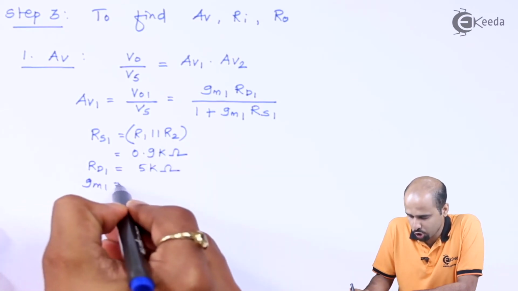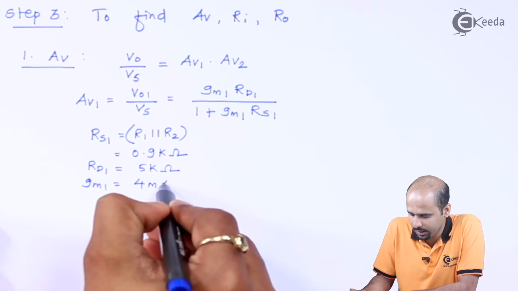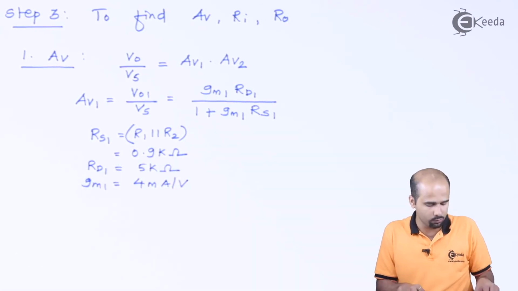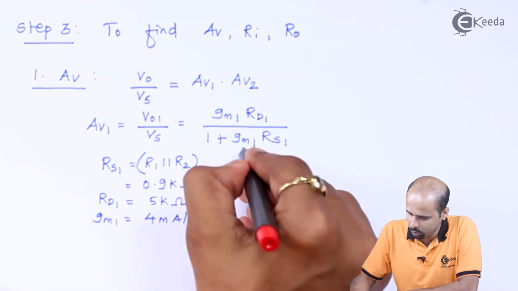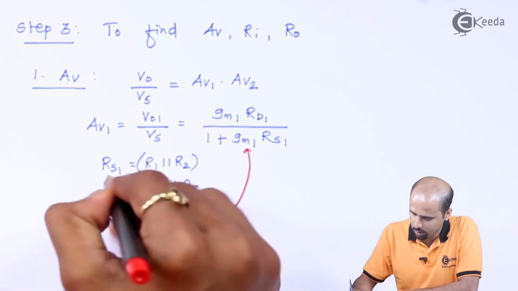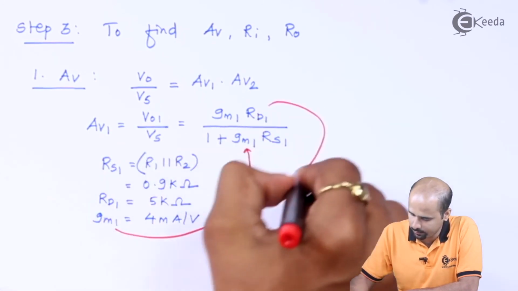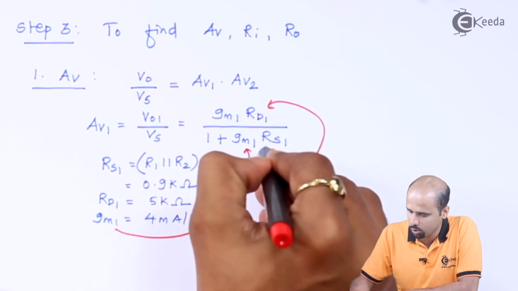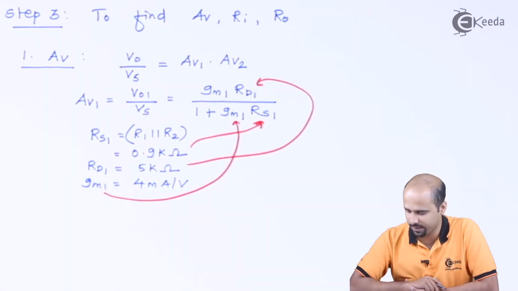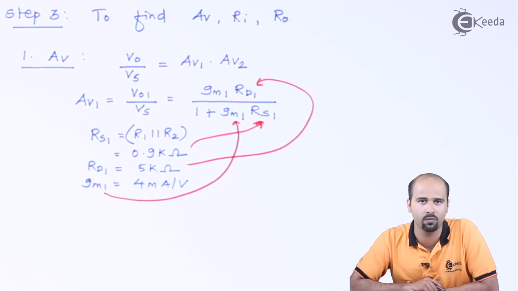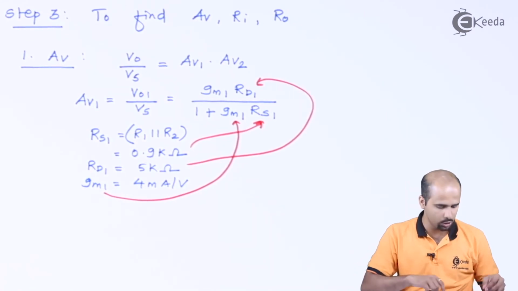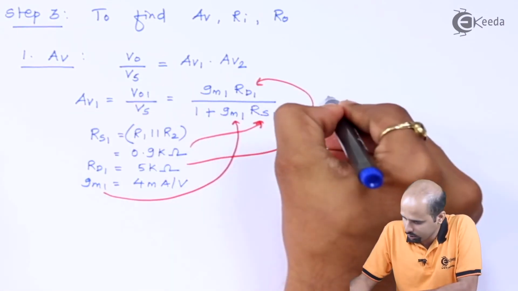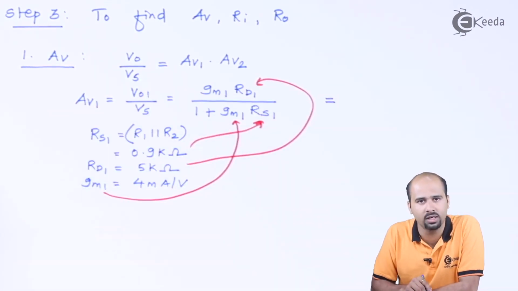GM1 is also given, that is 4 milliampere per volts. So what we will be doing, we'll put the value of GM over here, the value of RD1 over here, and the value of RS1 over here, so that we will find the actual value of AV1. That work you have to do. So calculate that particular value of AV1 and come to me.